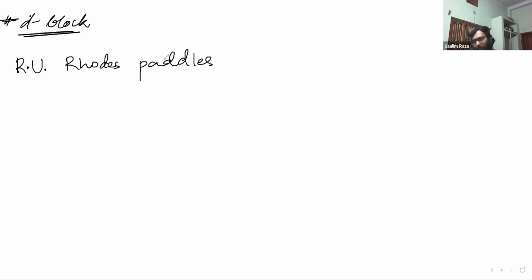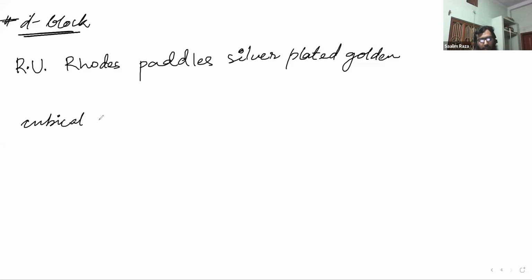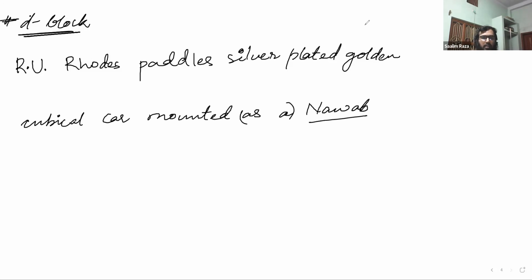Paddles. What does he paddle? He paddles a silver plated, golden cubical car, mounted as a Nawab. What is Nawab? Nawab is the name of emperors that used to be in Kolkata usually.